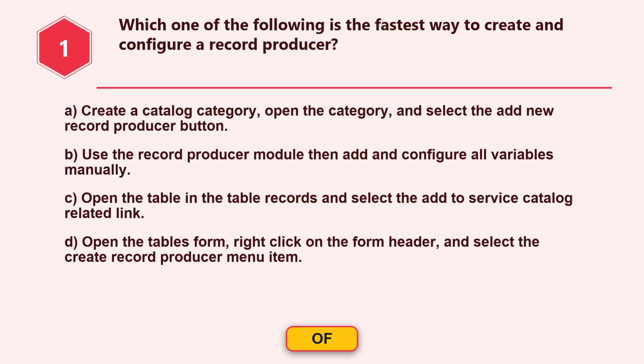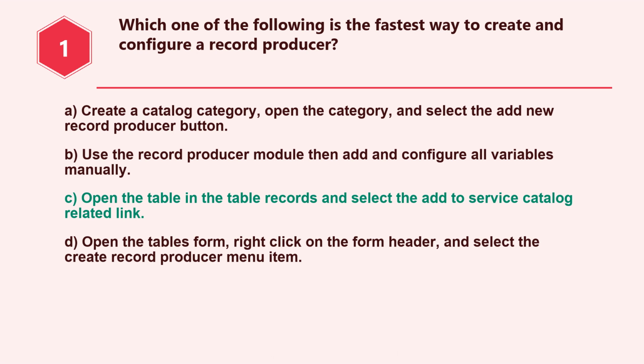Question 1. Which one of the following is the fastest way to create and configure a record producer? Option A. Create a catalog category, open the category, and select the Add New Record Producer button. Option B. Use the Record Producer module, then add and configure all variables manually. Option C. Open the table in the table records and select the Add to Service Catalog related link. Option D. Open the table's form, right-click on the form header, and select the Create Record Producer menu item.